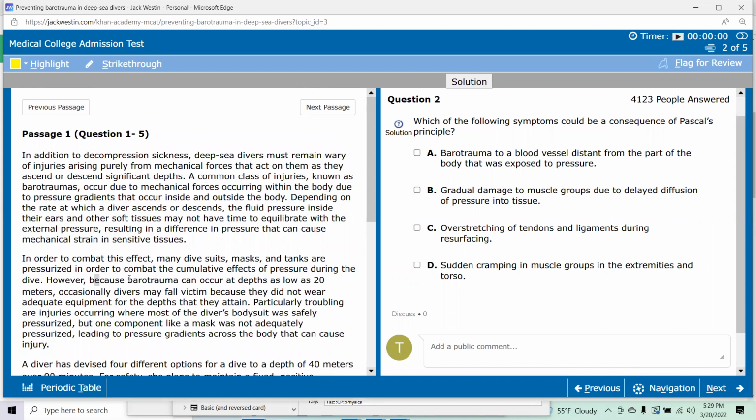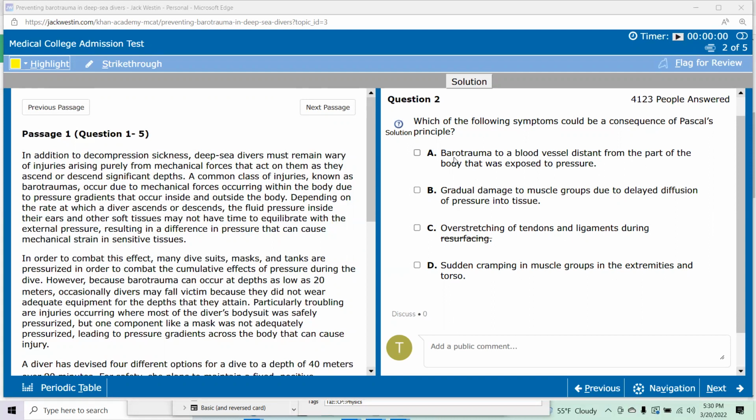They did say barotrauma can occur at depths as low as 20 meters. And so they didn't say anything about resurfacing, right? So this immediately makes me think maybe this choice is incorrect. And this is what I would do during the test. I would strike something out with Alt and S, or you can highlight with Alt and H. And that will help us eliminate choices.